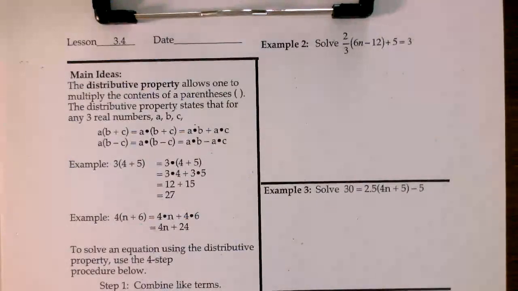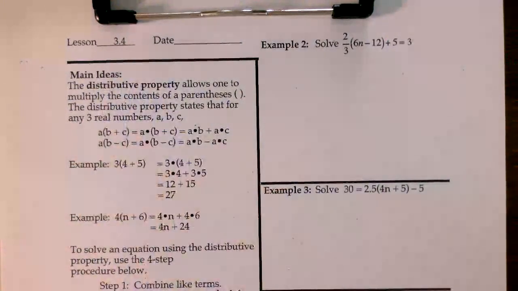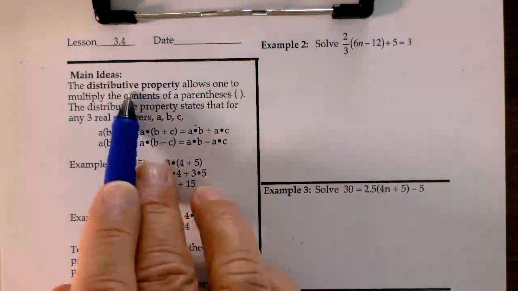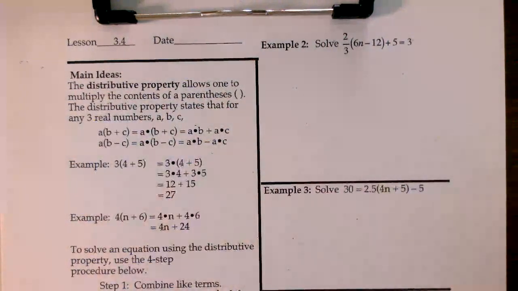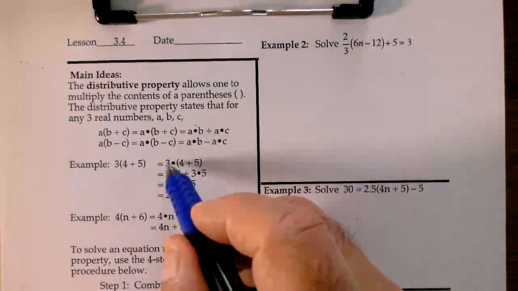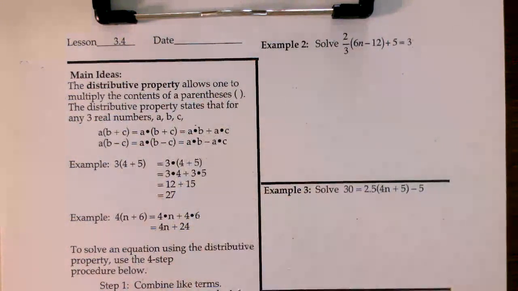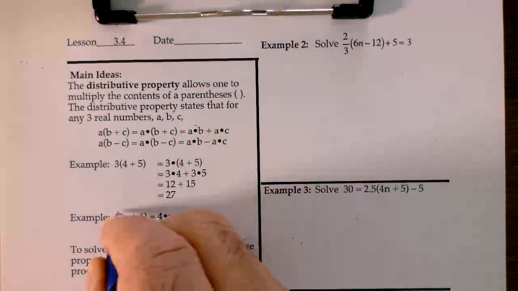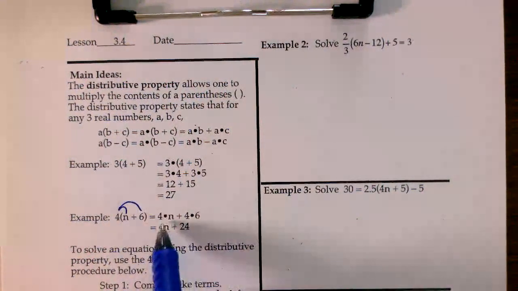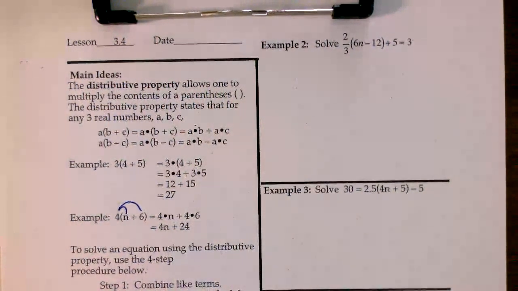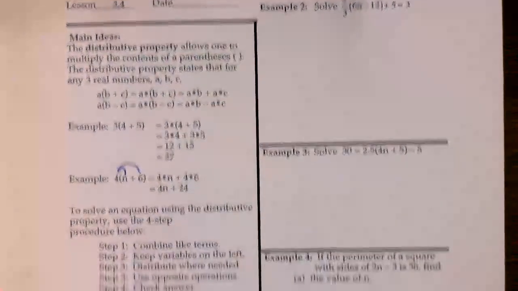Hello everyone, once again, we are looking at lesson 3.4, chapter 3, lesson 4. This main idea is called the distributive property, where basically you're multiplying an outside number into each of the items inside a parentheses. For example, as you could see here, I multiplied 4 into each item, 4n plus 4 times 6, and then all I do is simplify the multiplication.